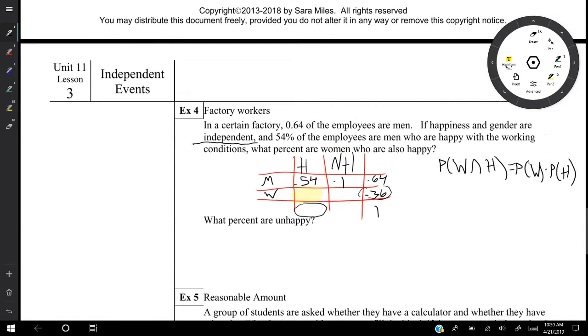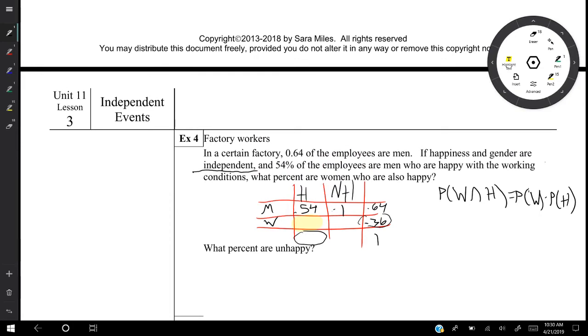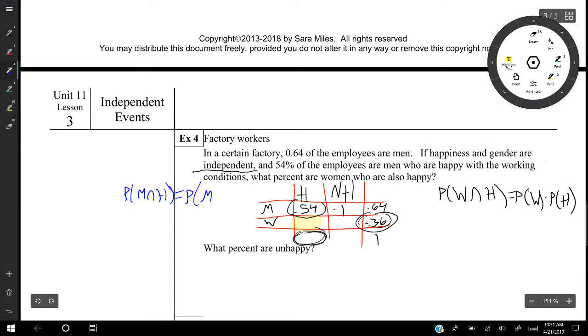Whew, it scared me for a second. So we need probability of women times probability of happy. Well, I don't know how many people are happy. I know how many people are women, 0.36, but I don't know how many people are happy. But wait a minute, we know man and happy. So I'm going to go over here to the left now. Probability of man and happy is equal to probability of man times probability of happy.